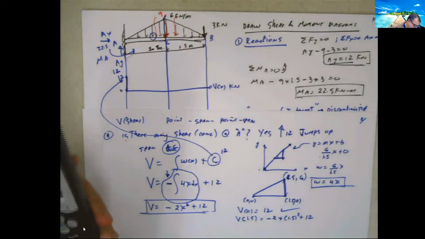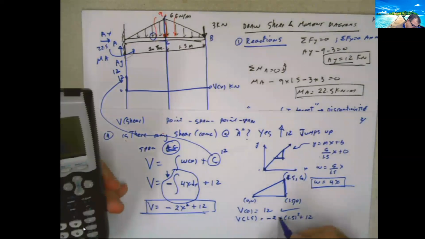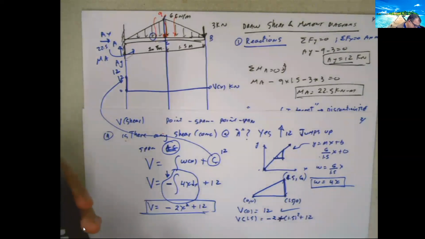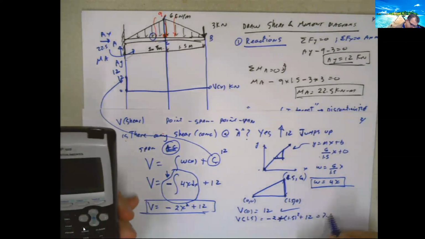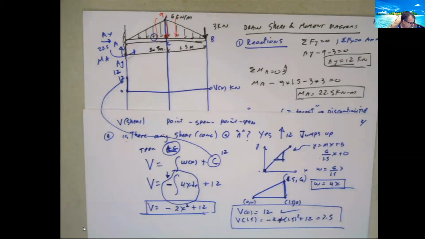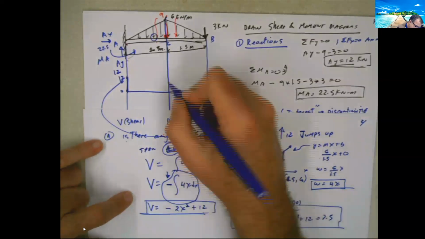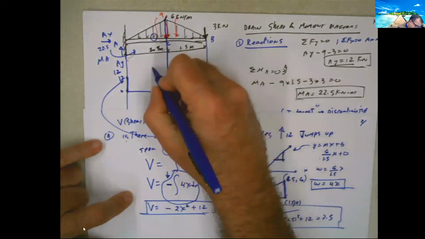Negative 2 times 2.25 plus 12, 7.5. And I have those 2 points over there. Now, my second point is going to be here, and it's going to be 7.5.